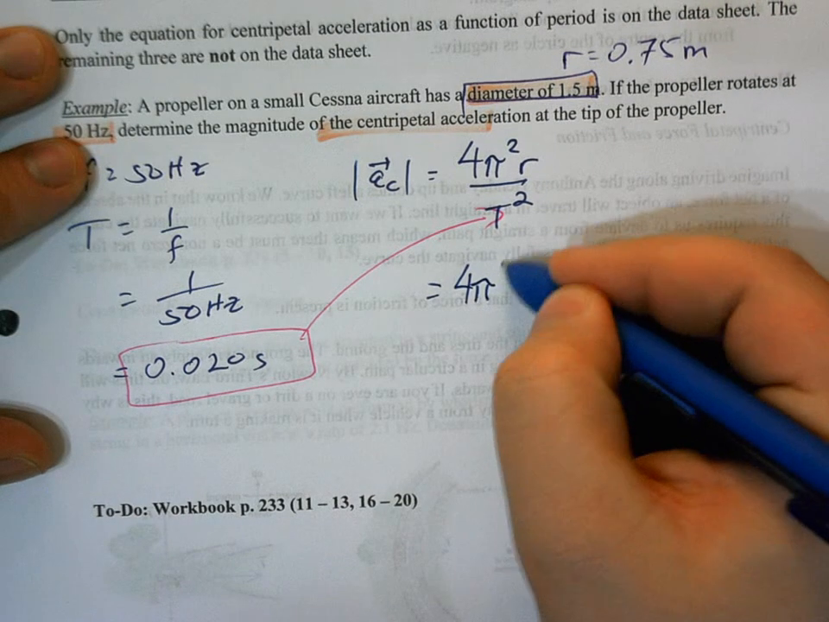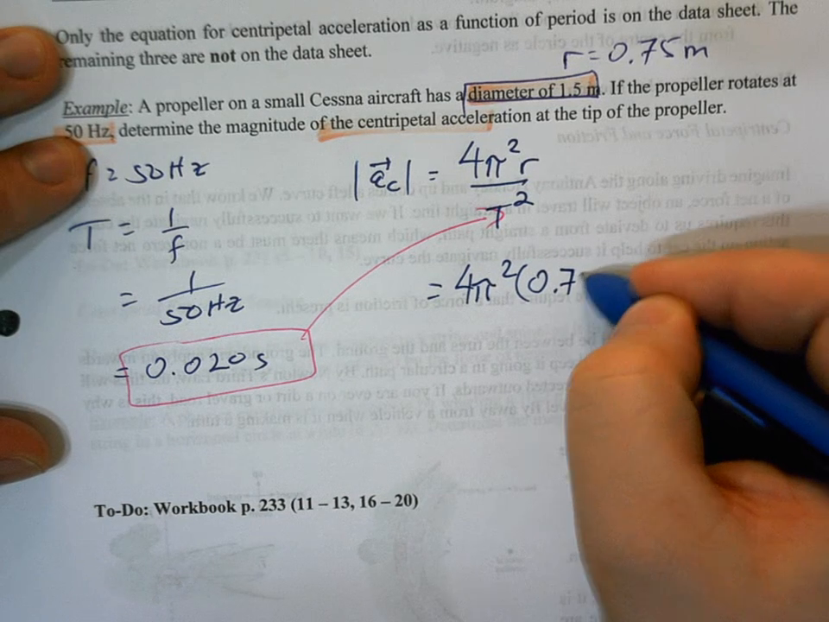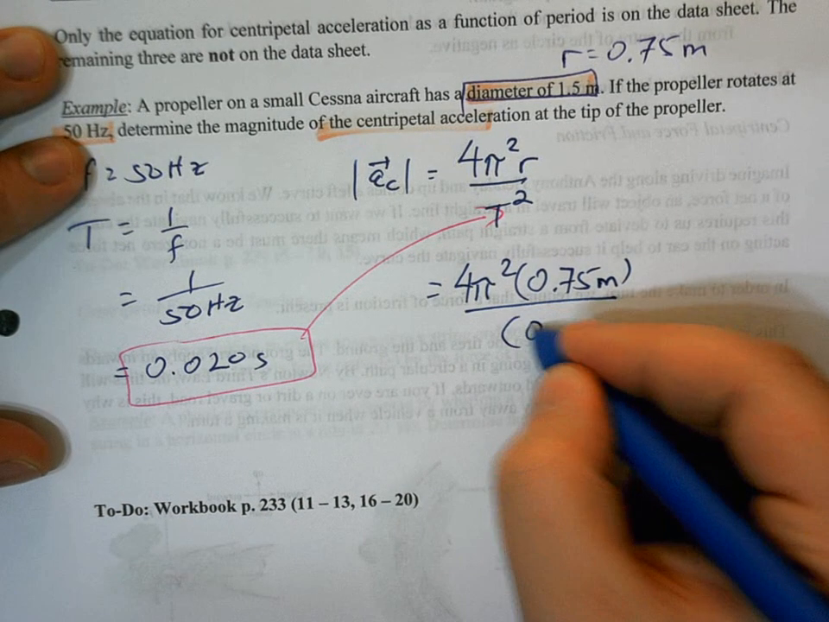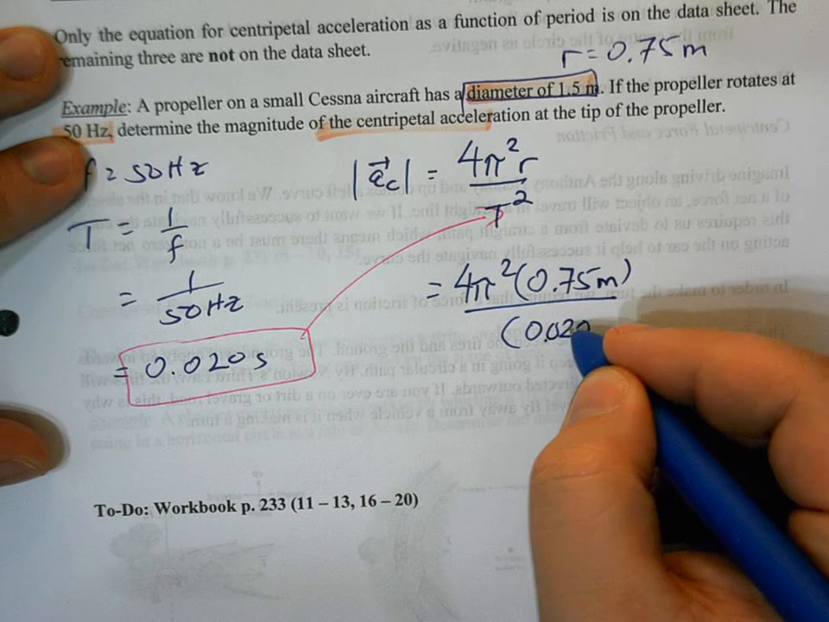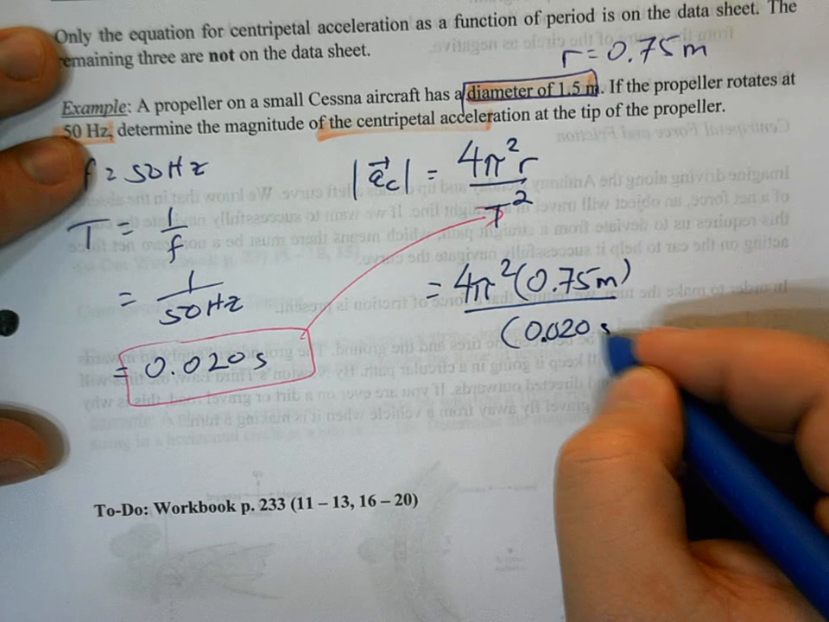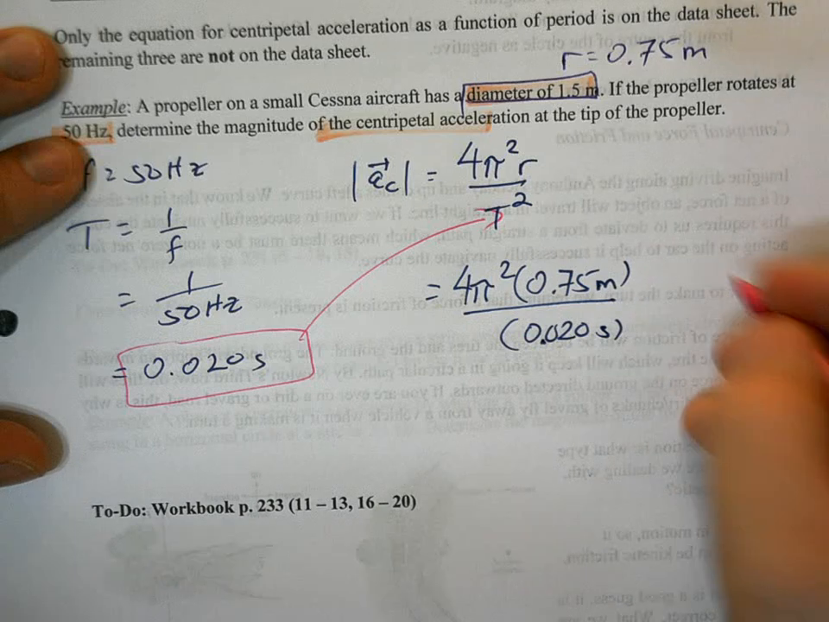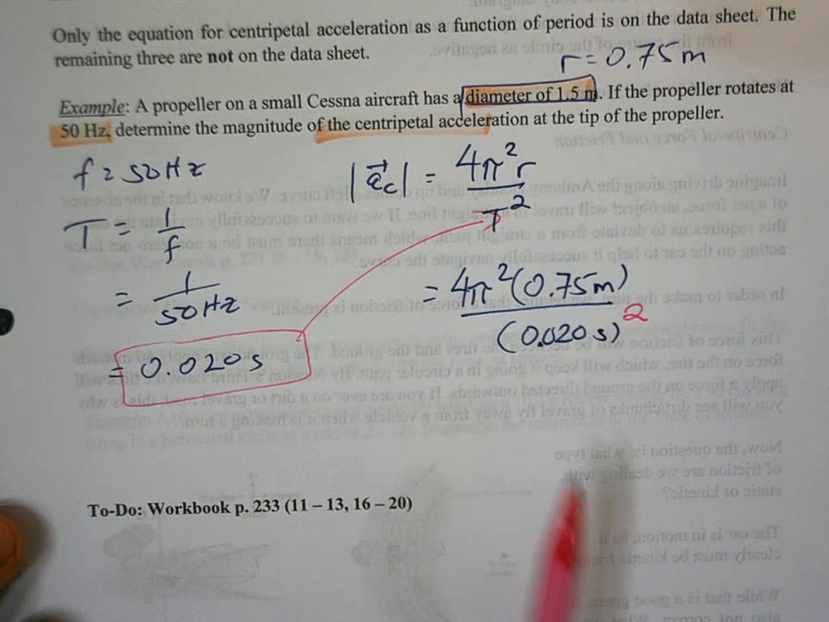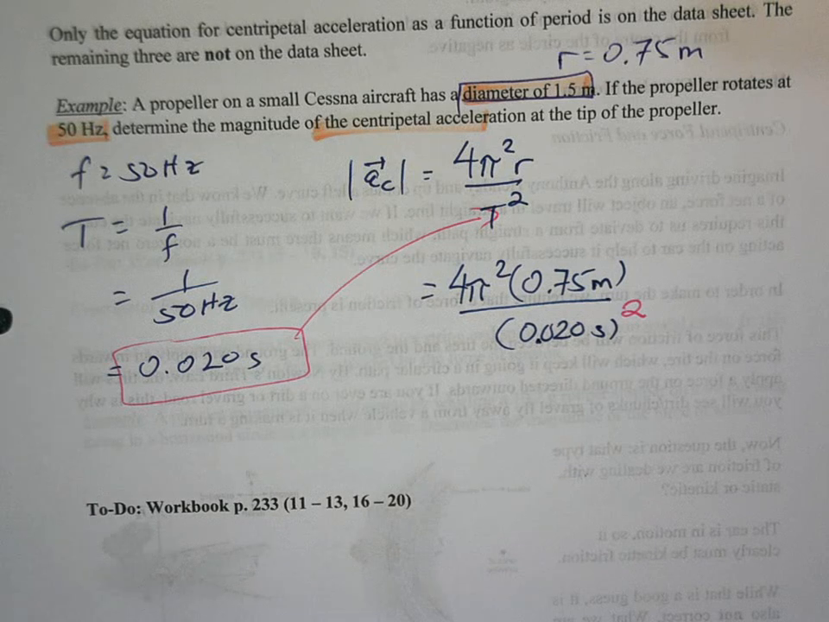So we're going to have 4 pi squared, times our radius of 0.75 meters, divided by our period of 0.020 seconds. And again, don't forget that square. There are a lot of squares that you can miss. Don't forget the square on the pi as well as on the period. Really, really important.